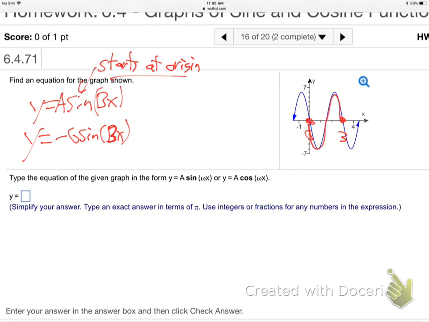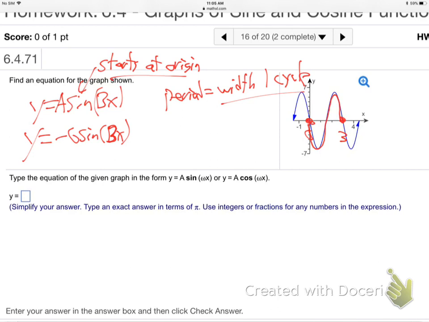Everything else is repetition. So the next cycle will end at 6 then. So one cycle finishes at 3. So the width of one cycle from 0 to 3 is 3. So the period. Remember, period is the width of one cycle. That's what period means. After that, it's just going to repeat.